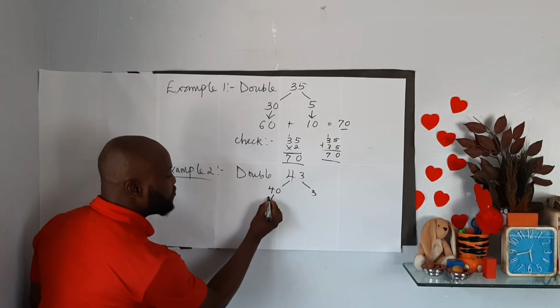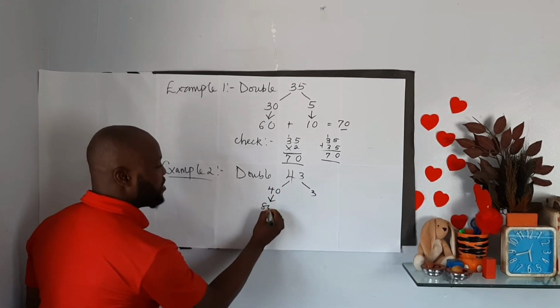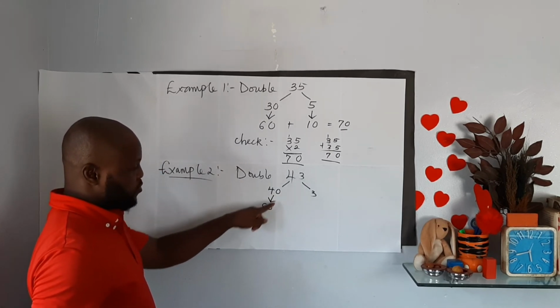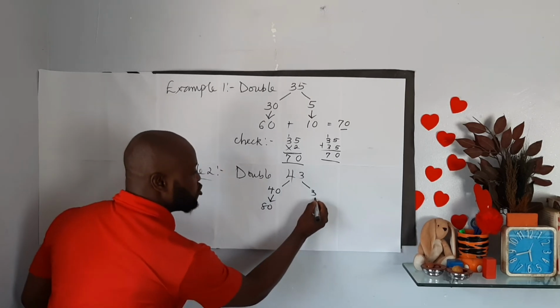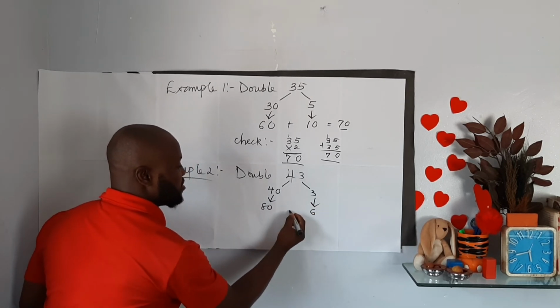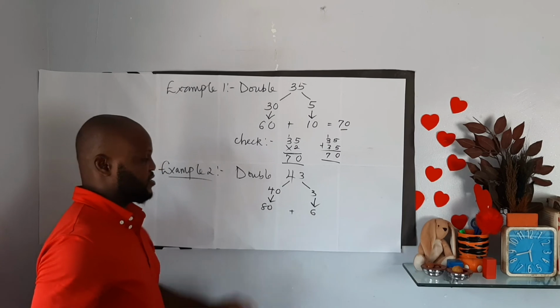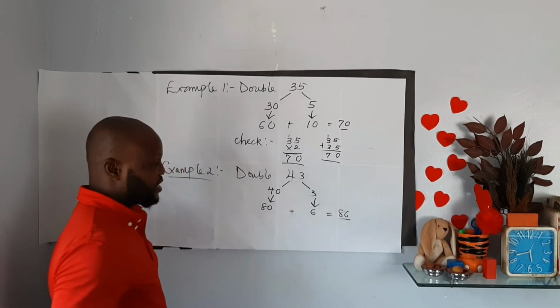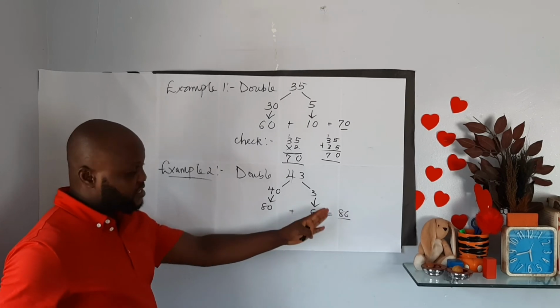So when I double 40, I'll have 80, because 40 plus 40 is 80. Because 4 plus 4 is 8. Then with the 0, I have 80. Then double 3 is 6. This is because 3 plus 3 is 6. So 80 plus 6 will give me 86. That's my final answer. But I can check if this answer is correct.